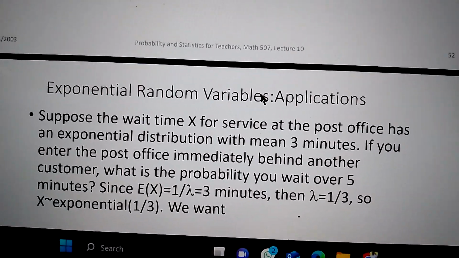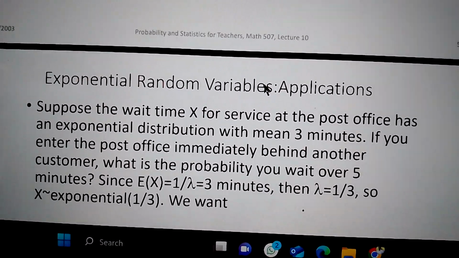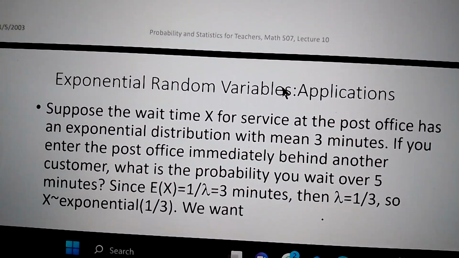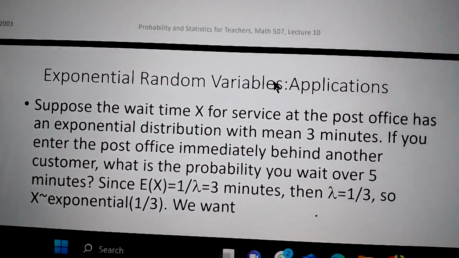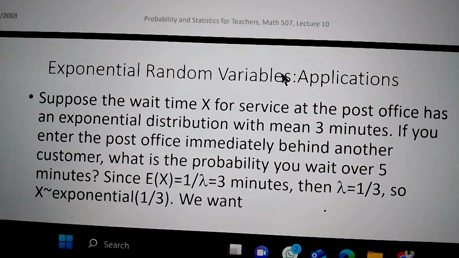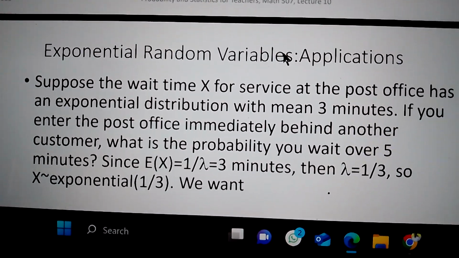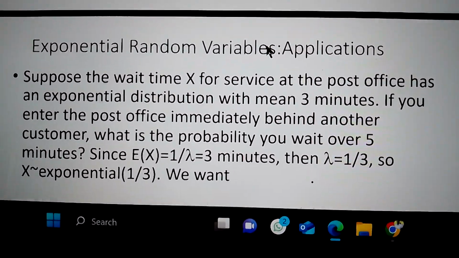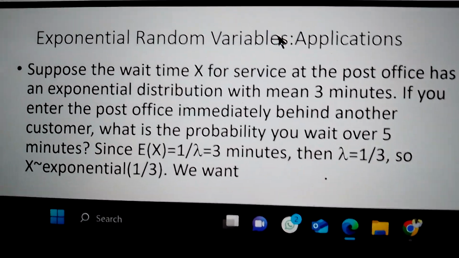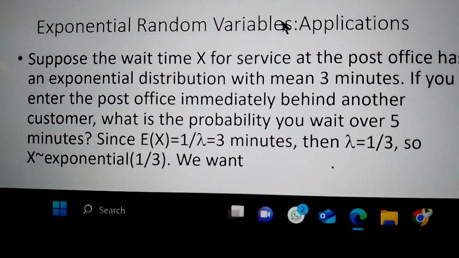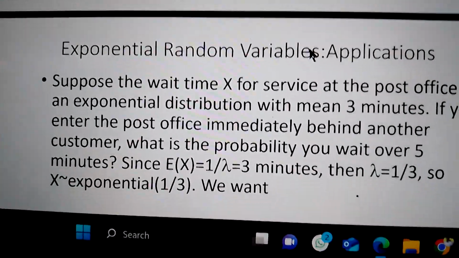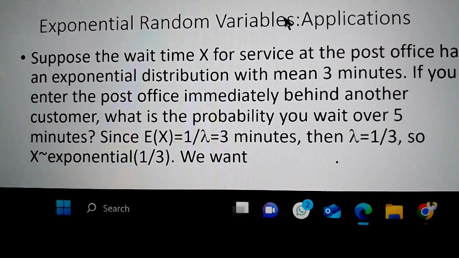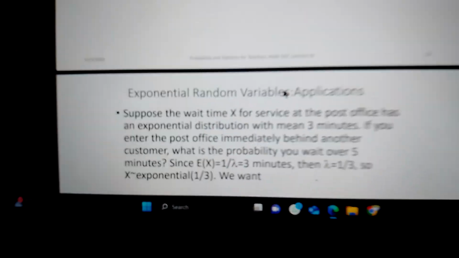It says that suppose the wait time x for a service at the post office has an exponential distribution. So the mean is 3, and when you enter, what's the probability that you wait for 5 minutes? Now this one, if you remember your Poisson distribution, looks like a Poisson distribution, so you can basically use that to work this. But then let's go with this method.